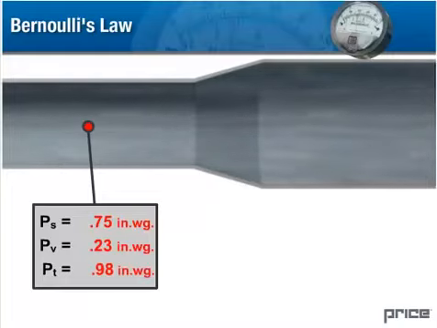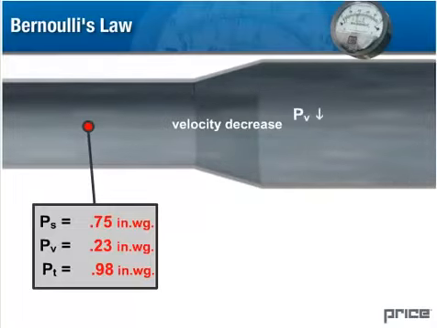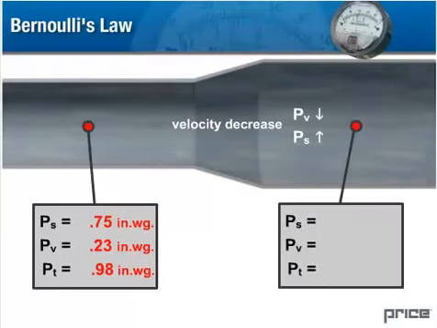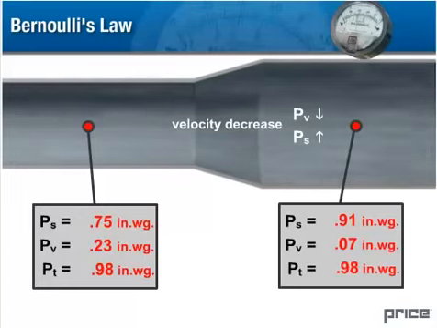on the upstream side. As the air enters the larger duct, the velocity of the air decreases. We therefore see a decrease in velocity pressure and an increase in static pressure in accordance with Bernoulli's law. In the absence of duct friction and air turbulence, we might expect to make the following measurements on the downstream side of the transition: a static pressure of 0.91 inches of water plus a velocity pressure of 0.07 inches of water for a total pressure of 0.98 inches of water. What we lost in velocity pressure is gained in static pressure.